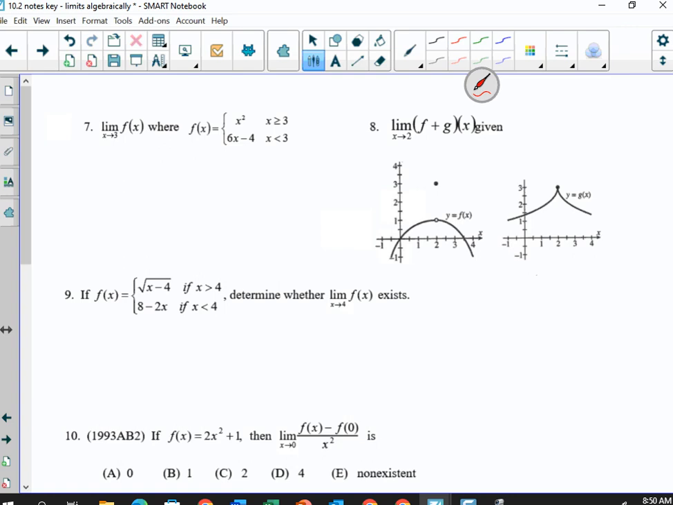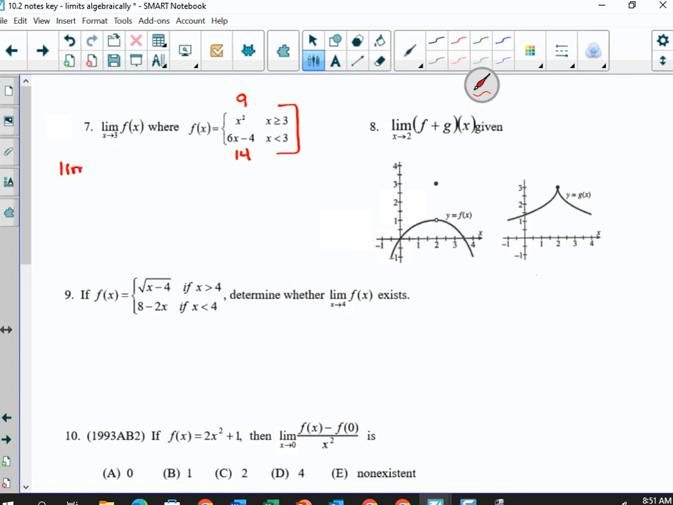Okay, so number 7 here, we've got the limit as x approaches 3, and then I give you this piecewise function. Do we see that 3 is where the 2 pieces are either going to meet or have a jump? How do I figure out if they run into each other, or if there is a jump there? You plug in 3. What is 3 squared? What is 6 times 3 minus 4? Okay, so now we know what the answer is. Let me show you the proper way you should write this.